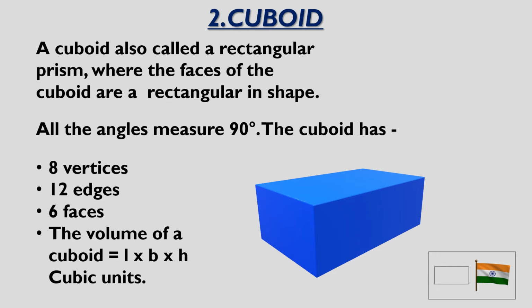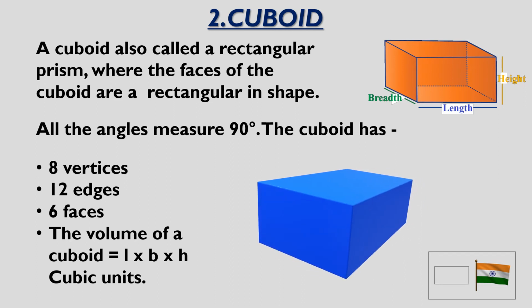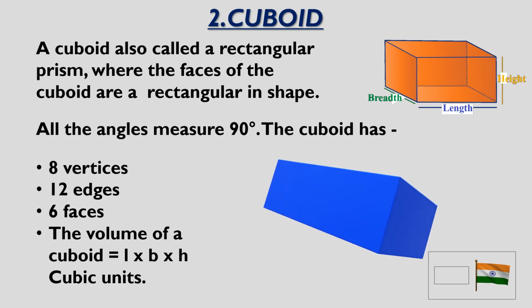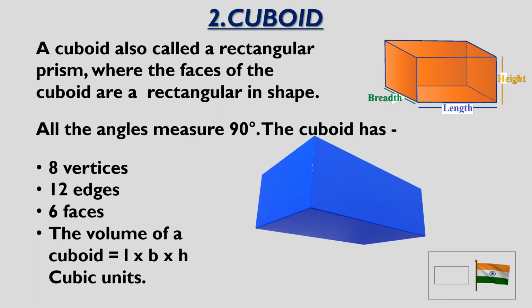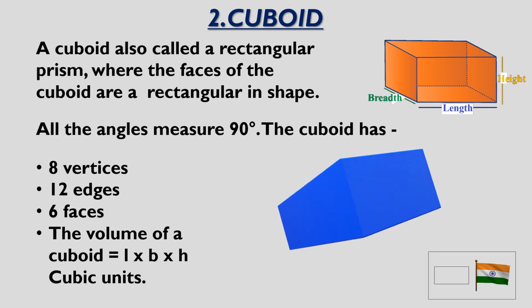Second is cuboid. A cuboid, also called a rectangular prism, where the faces of the cuboid are rectangular in shape. All the angles measure 90 degrees. The cuboid has 8 vertices, 12 edges, 6 faces. The volume of a cuboid is equal to length into breadth into height, cubic units.